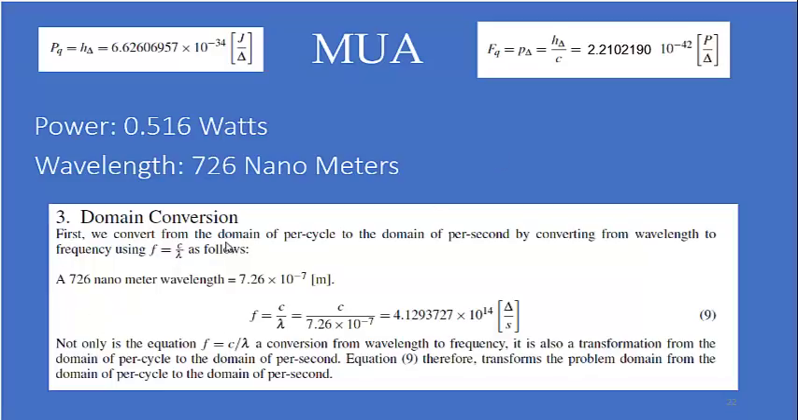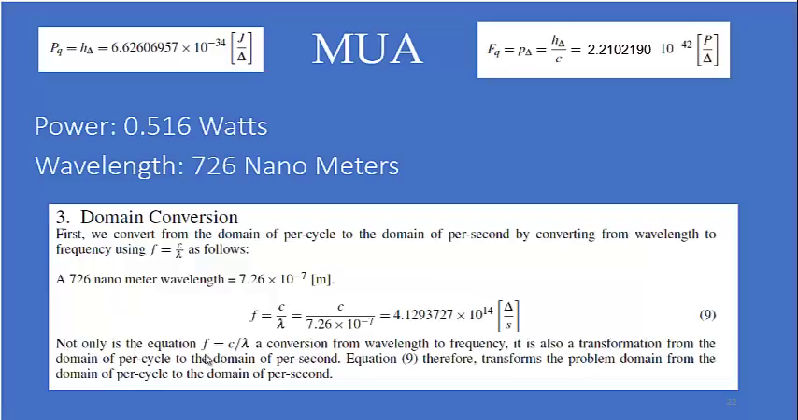First, we convert from the domain of per cycle to the domain of per second by converting from wavelength to frequency using this equation. A 726 nanometer wavelength is 7.26 times 10 to the minus 7 meters. We're using SI units here, so I had to convert to meters. And then we use this equation to calculate the frequency of the light.